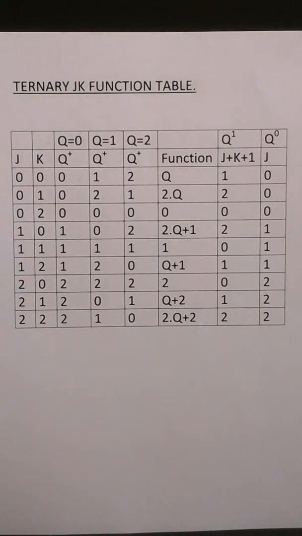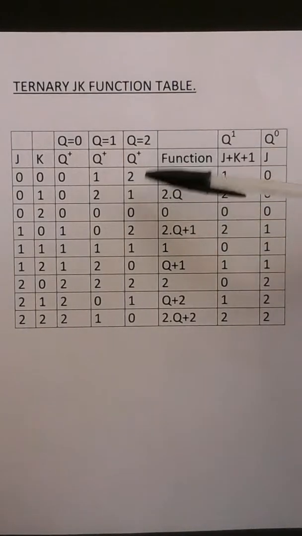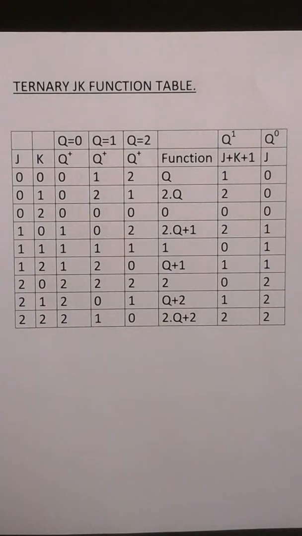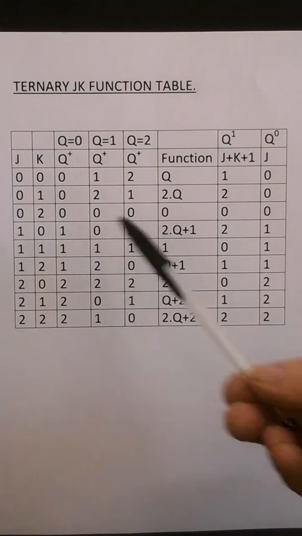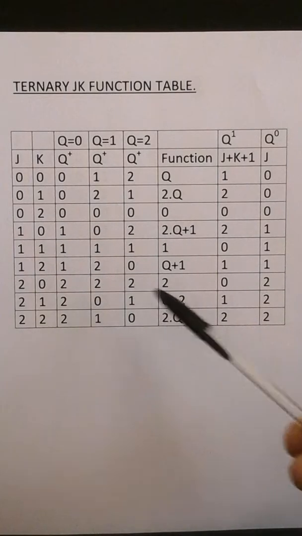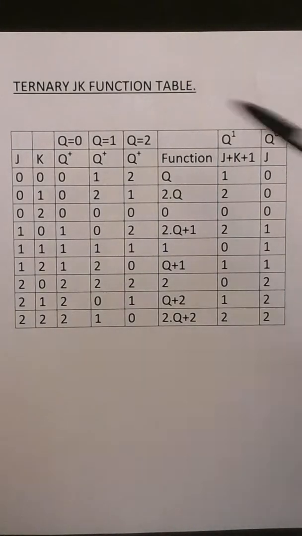I must say that the only useful functions really are the 0s, 1s and 2s, and q plus 1 and q plus 2, because if you take 2q plus 1 and q equals 2, q plus equals 2, so it locks up. So some of these settings for j and k aren't really usable, but it's still a useful circuit to have.